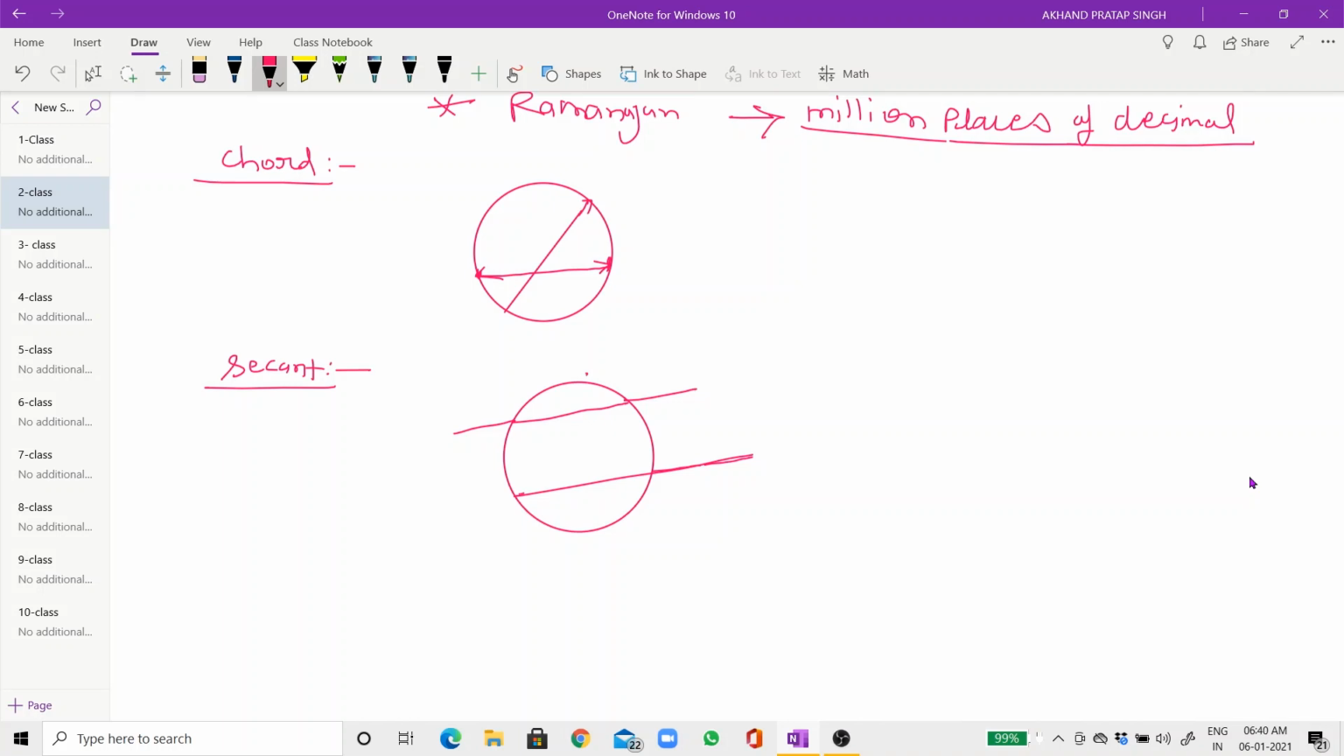And the next one is the tangent. That's important. Suppose this is a circle, this is the center, and this is a radius. A line perpendicular to the radius that just touches the circle, any line that just touches the circle, meaning contact at one point, is called the tangent.